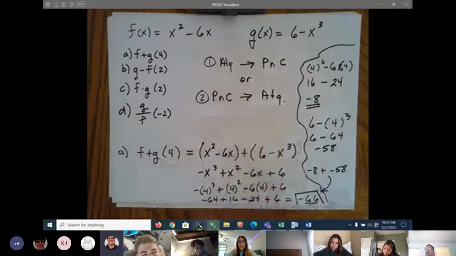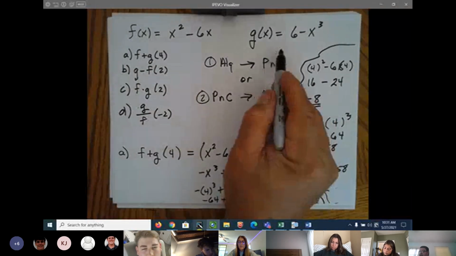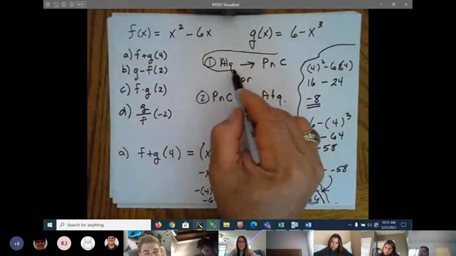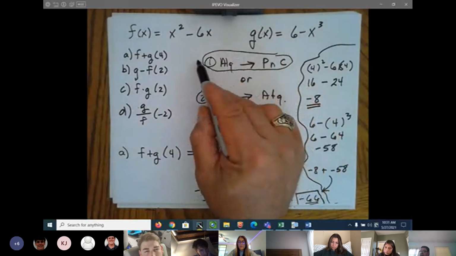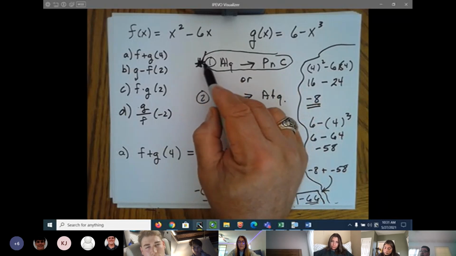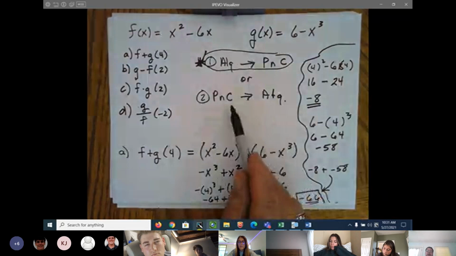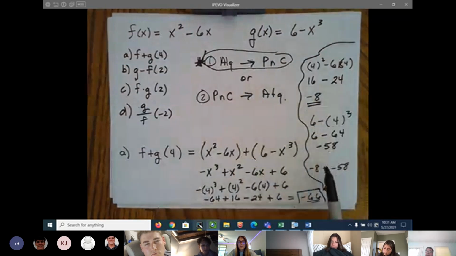So can I do it both ways? You can do it either way you want. But since this is the way that they teach you with compositions, I'm going to stick with this method. As far as teaching, I'm going to teach this method, but you can do that method if you want to.